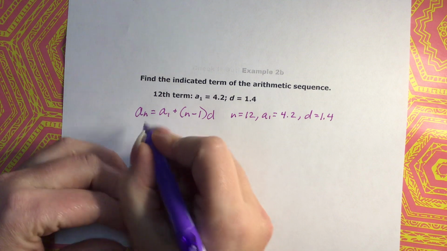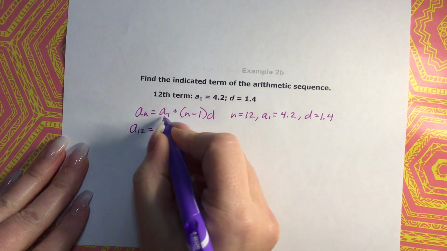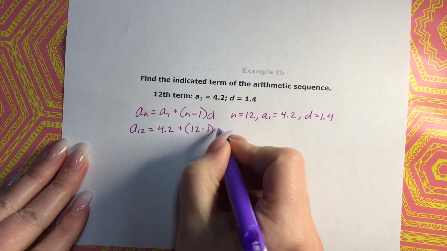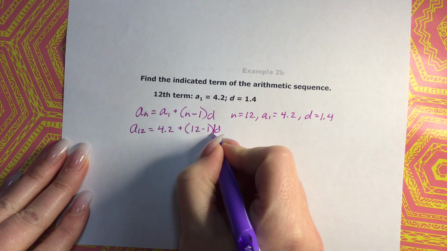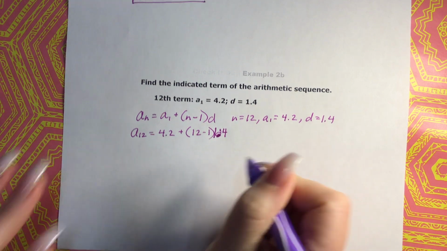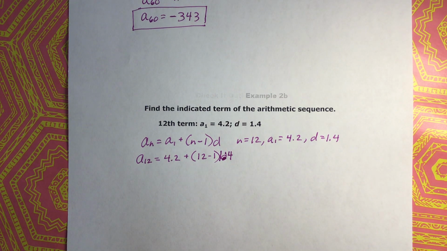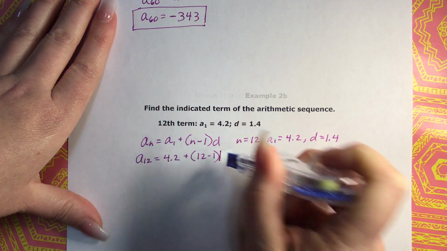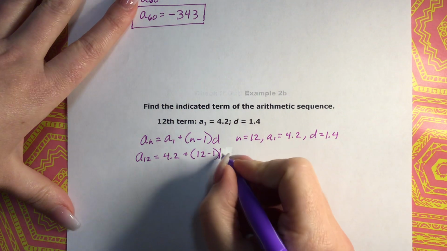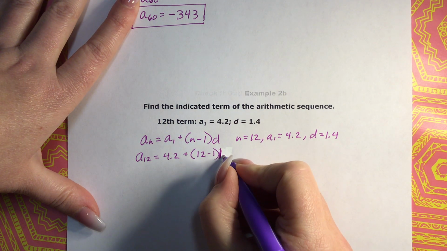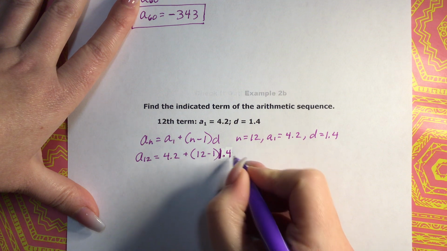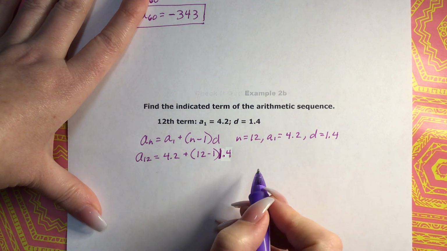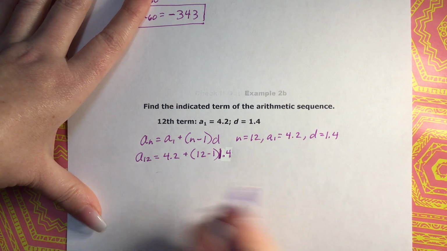All right, substitute everything in to figure out what that 12th term is. The first term is 4.2 plus n 12 minus 1. Oh, not d, 1.4. That does not say 1.4. Where is my friend whenever I need it? Correction tape solves all life's problems. Okay, there we go. 1.4. Love that little indent there. All right, that will work. Problem solved. And then we just do order of operations.